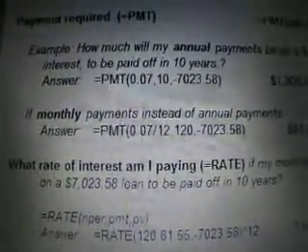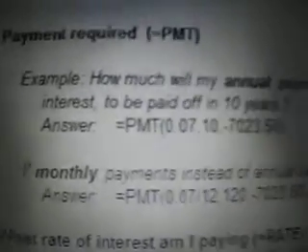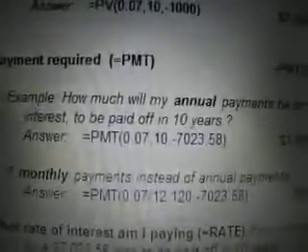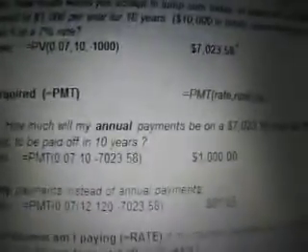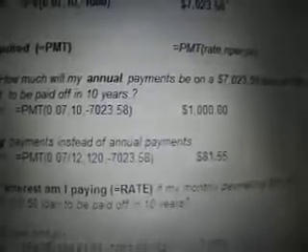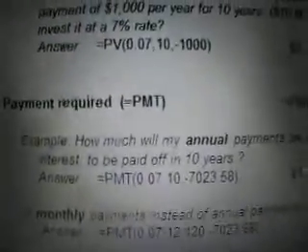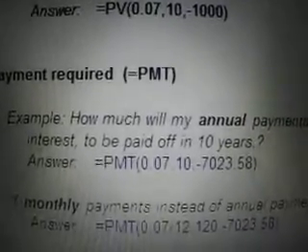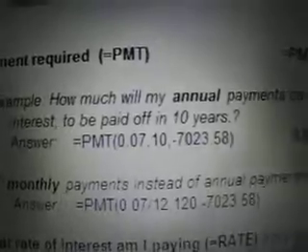Now for the monthly payments, we are going to make two adjustments. Adjustment number one, the time period. The time period is going to be 10 years times the number of months in a year, that is 12. So 10 times 12, 120. So instead of saying 10 years, we are saying 120 months.